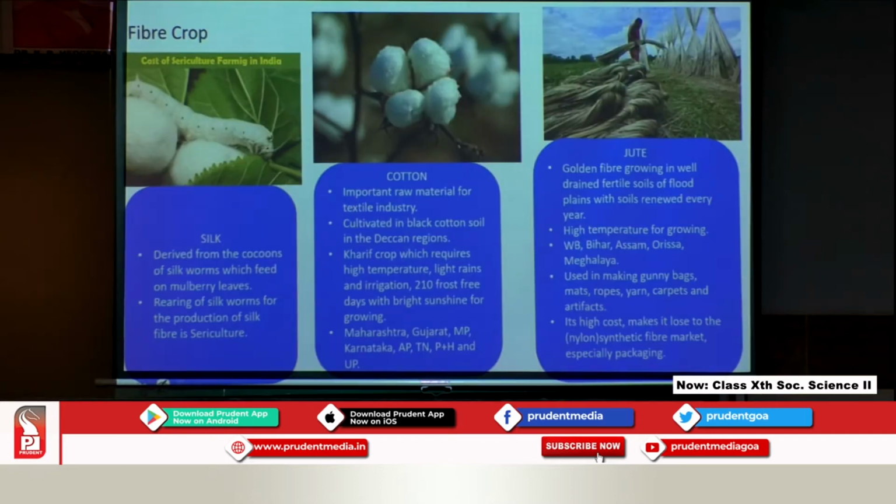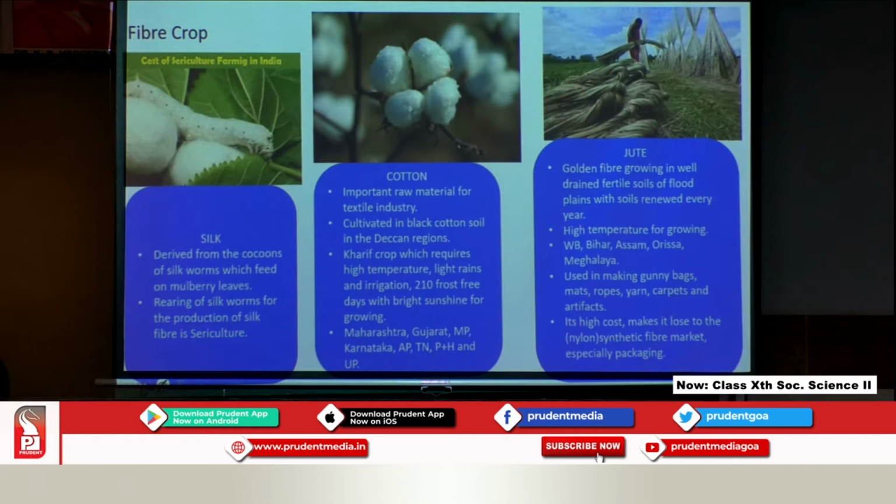Jute. Jute is referred to as the golden fiber of India, and it grows well in well-drained fertile soils of the floodplains where the soils are renewed every year. So, the growth of jute will require fresh soil which comes down from the Brahmaputra river, and you will see it is basically grown in those regions. So, the alluvium needs to be replenished. So, it requires fine alluvial soil in order to give a good harvest of jute. It requires high temperatures for growing.